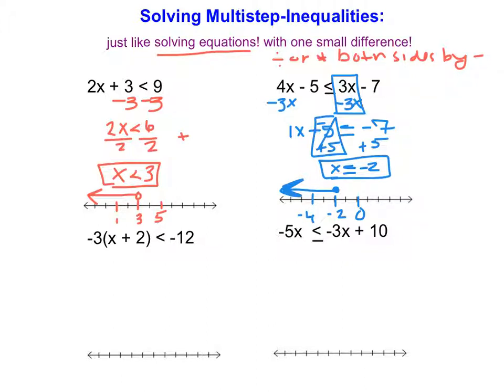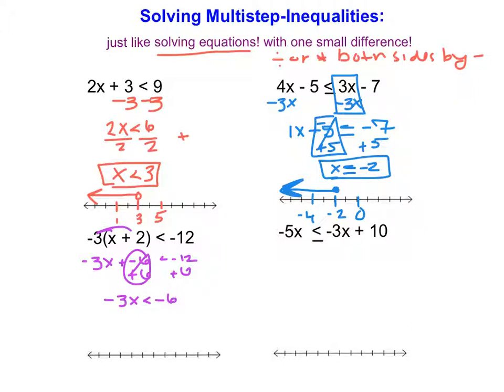All right, if I look at the next example, I'm going to start by distributing that negative 3. So I have negative 3x plus negative 6 is less than negative 12. Notice that the distributive property of negative 3 does not multiply both sides by a negative. It's just multiplying one side, so our sign doesn't flip. Then we need to get x by itself, so I'm going to add 6 to each side to get those to cancel. So I have negative 3x is less than negative 6.